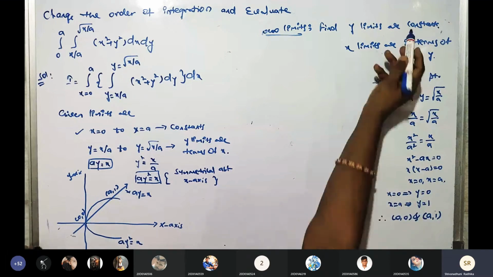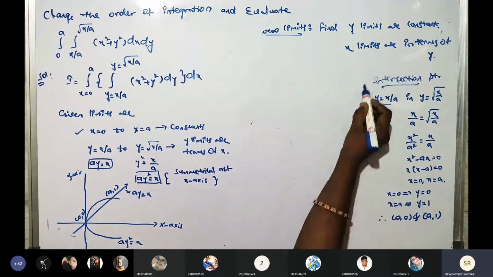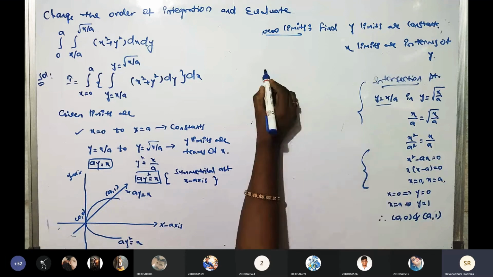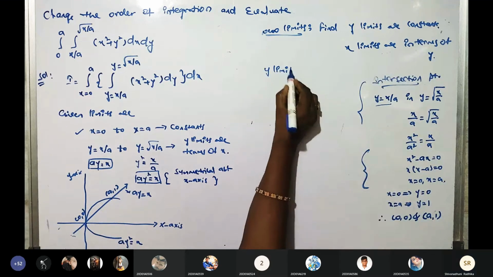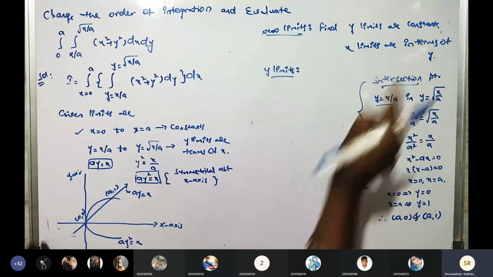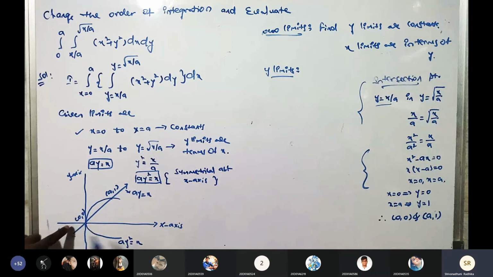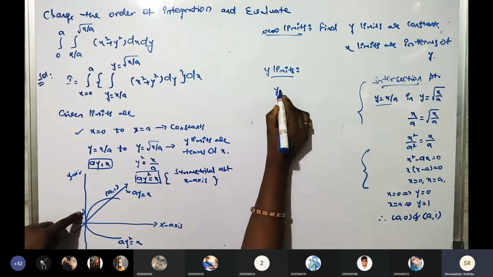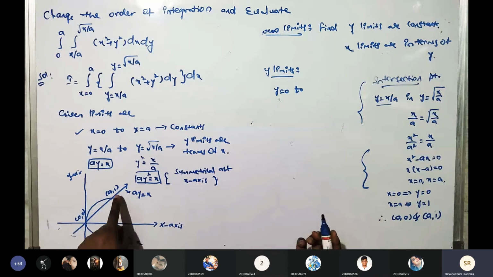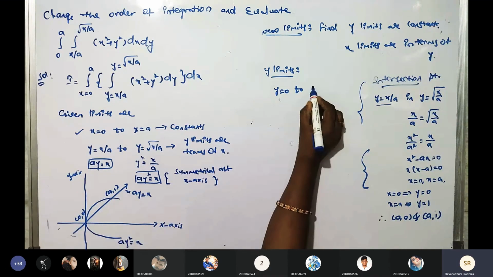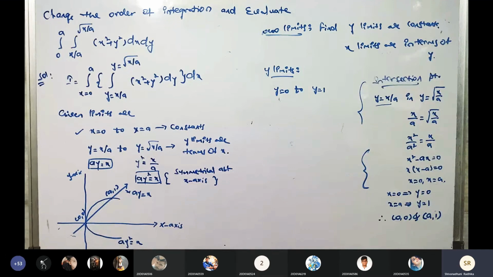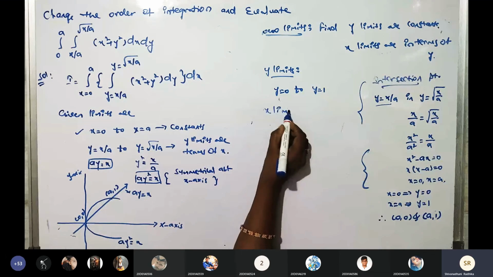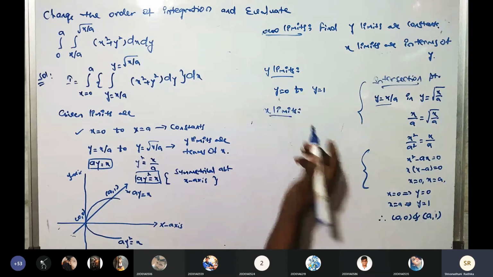First of all, the y limits are constants, so I'm going to find the y limits first. The y limits are always constants. What about the y limits? At (0, 0), x is 0, y is 0. So the lower limit of y is 0. What is the upper limit of y here? y equals 1. Then we are going to find the x limits in terms of y.